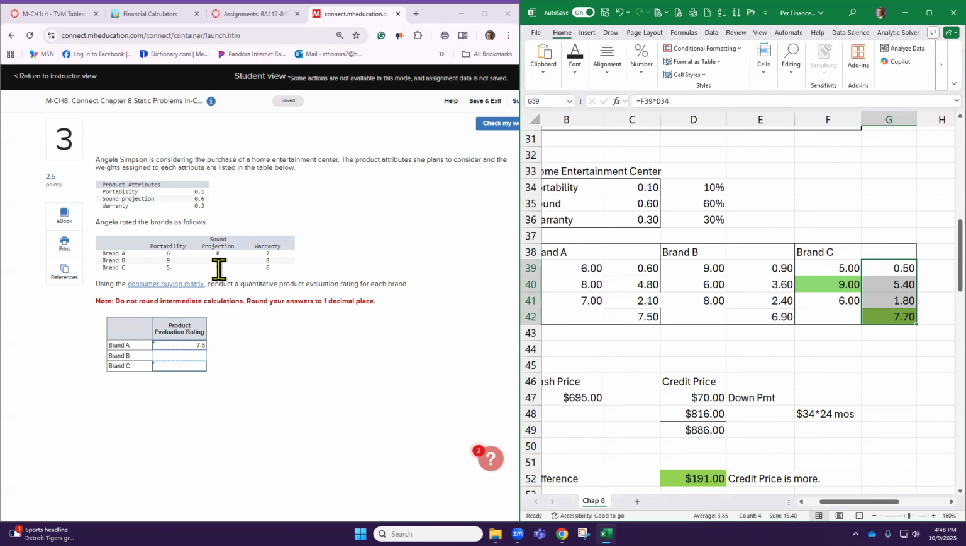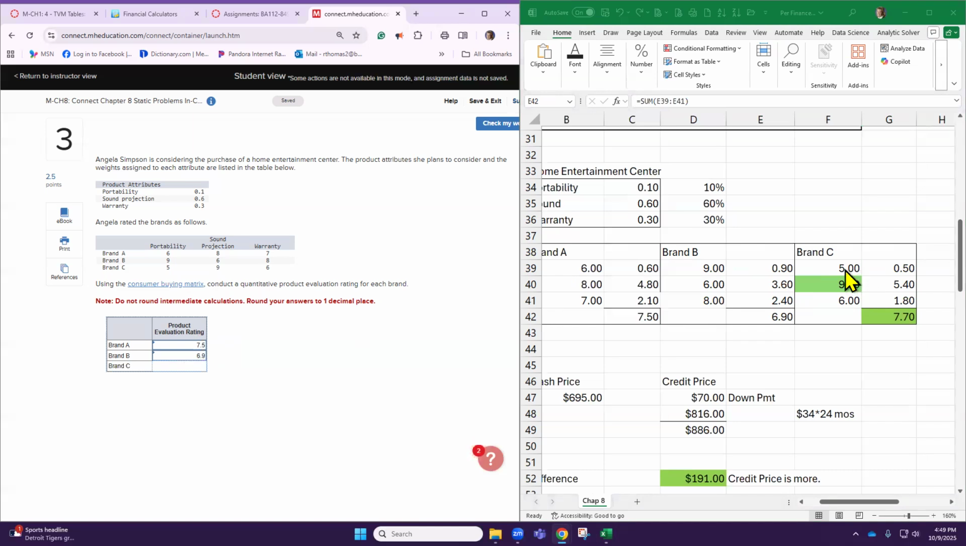Okay, so now let's look at brand B. Brand B is 8, 6, and 9. So we take 9 times 0.1. We take 6 times 0.6. We take 8 times 0.3, and we get these numbers and add them up. So the brand B is 6.90. Okay, and then finally we do the same thing for brand C.